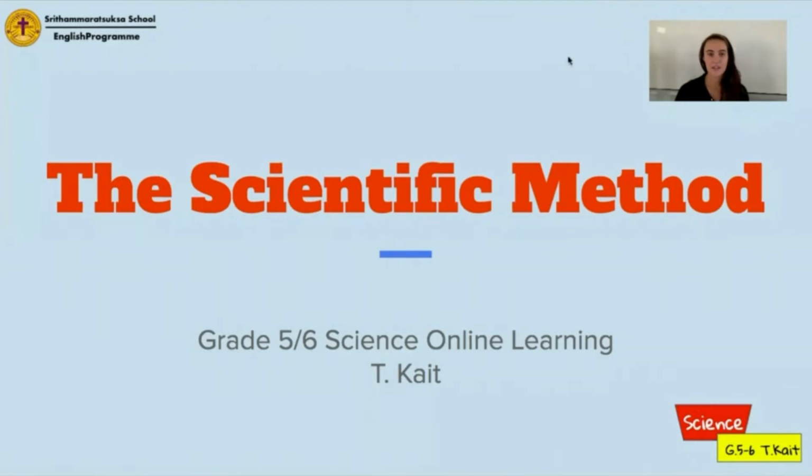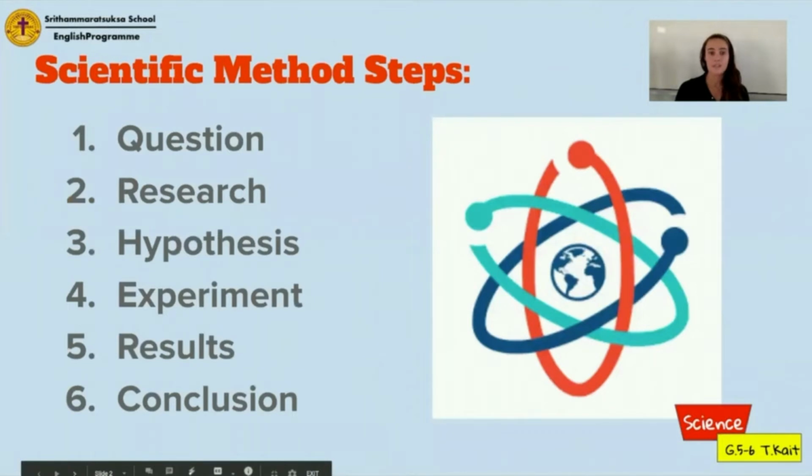All right, so we're going to take a look at the scientific method and all of the steps that make up this process we use to solve and investigate problems, right? So the scientific method is a process or a method of research that scientists use to solve problems. All right, so the scientific method that we're going to look at has 6 steps.